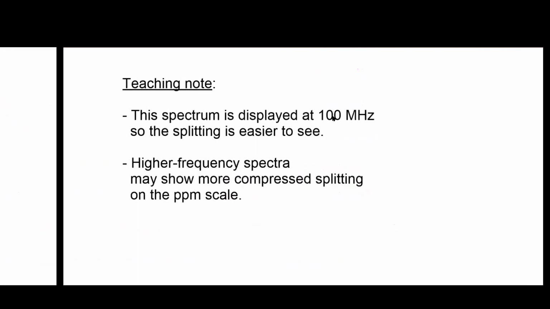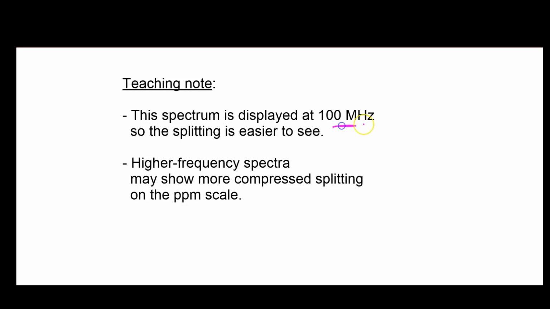For the teaching examples, I may display spectra at 100 MHz, so the splitting patterns are easier to see. In real NMR work, higher frequency instruments such as 400 or 600 MHz are often preferred for better resolution. The chemical shift values in ppm remain essentially the same regardless of the spectrometer frequency, but splitting can appear more compressed on the ppm scale at higher frequency.